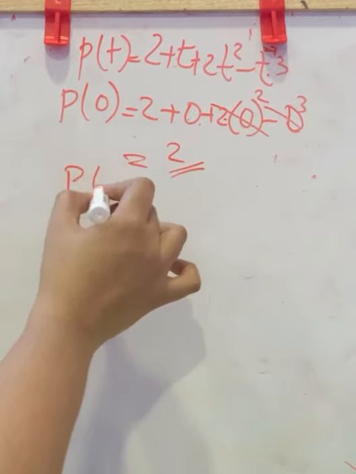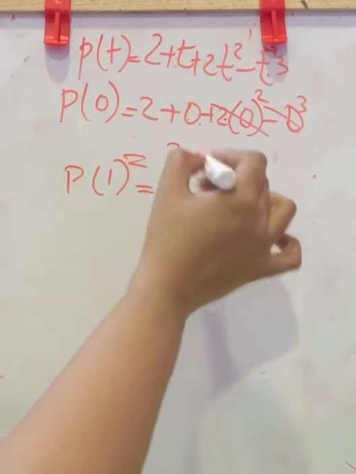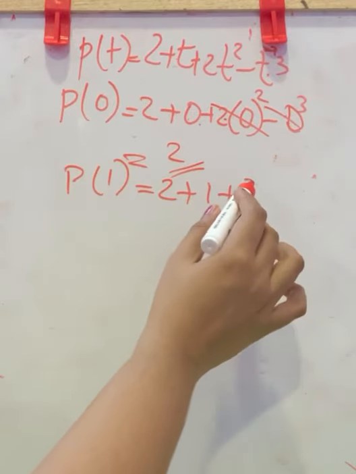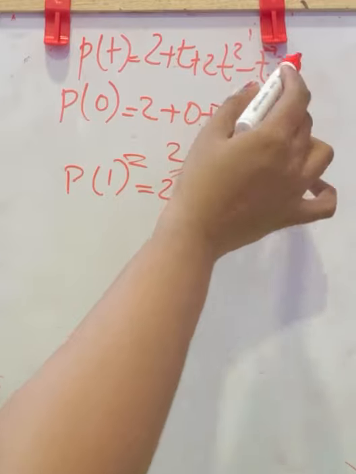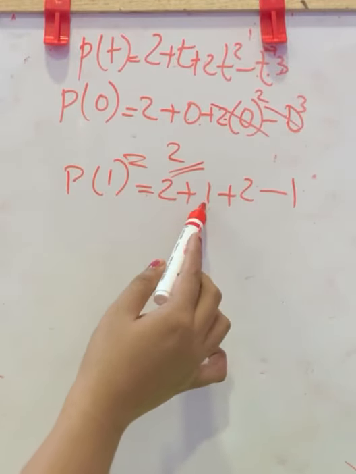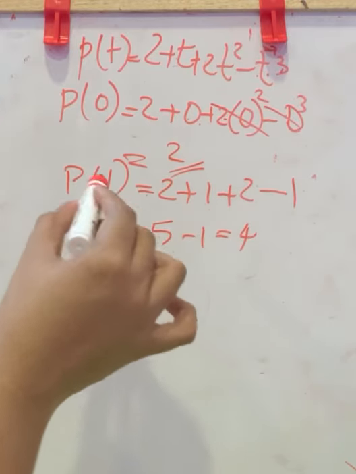Now next is P of 1. Then this becomes 2 plus t becomes 1 plus 2 into 1 square, that is 2 into 1. That is 2 minus 1 cube is 1. Now 2 plus 1 is 3. 3 plus 2 is 5 minus 1, result is 4.